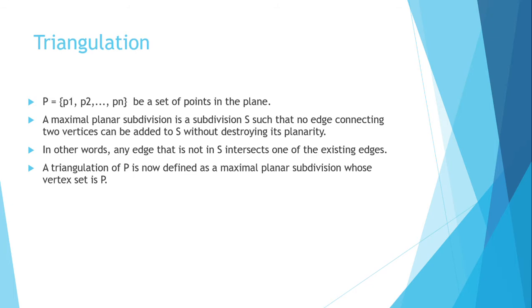The definition is as follows: P is a set of points in the plane, and a maximal planar subdivision is a subdivision such that no edge connecting two vertices can be added to S without destroying its planarity. In simple terms, there should not be an edge that destroys the planarity of the given graph. So a triangulation is now defined as the maximal planar subdivision whose vertex set is P. So that is a triangulation of P.